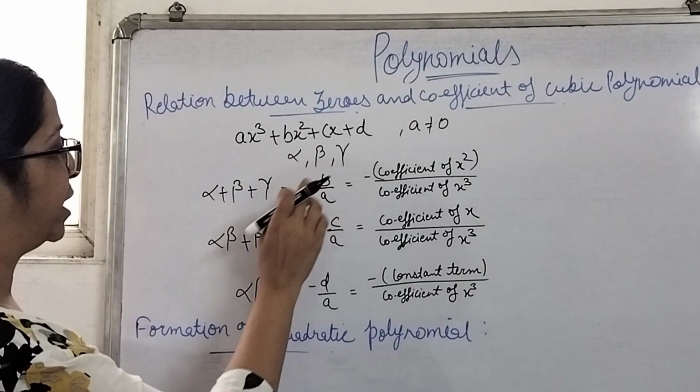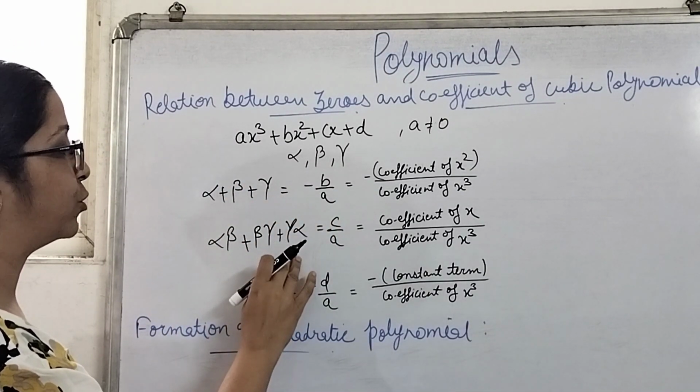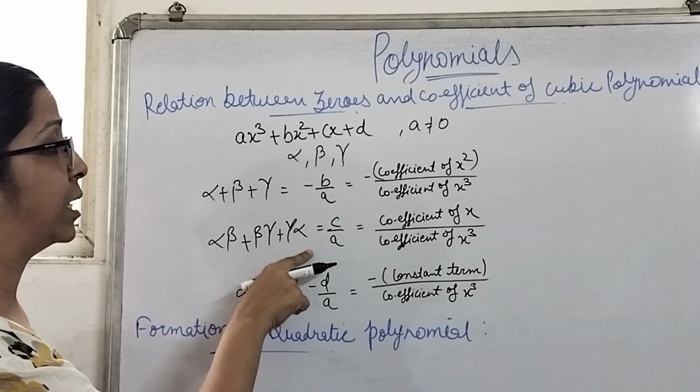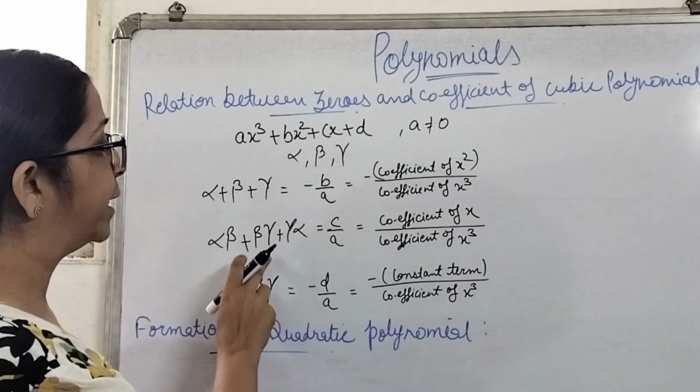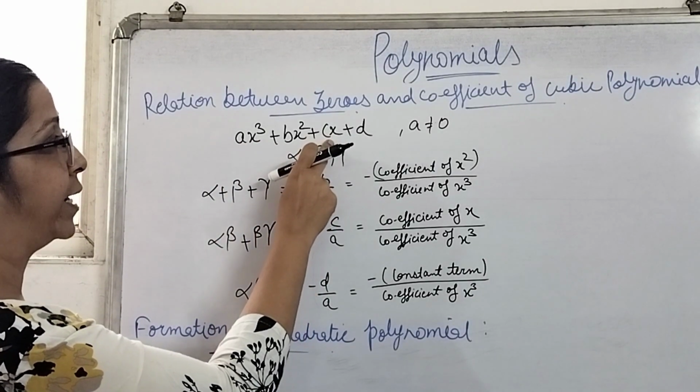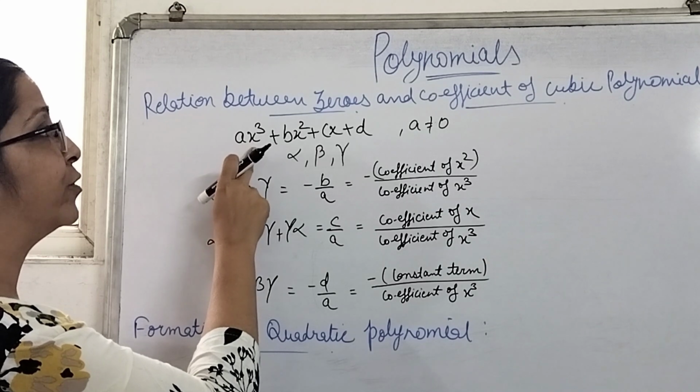Similarly, if we take pairs of two zeros and add them all, that means alpha beta plus beta gamma plus gamma alpha, it will be equivalent to c by a, where c is the coefficient of x and a is the coefficient of x cube.